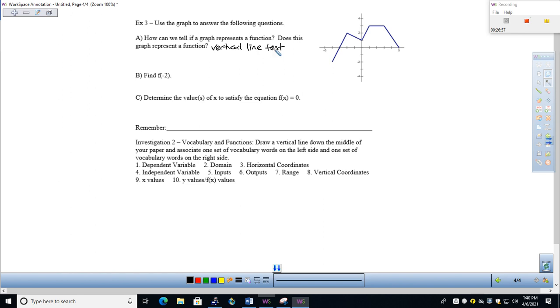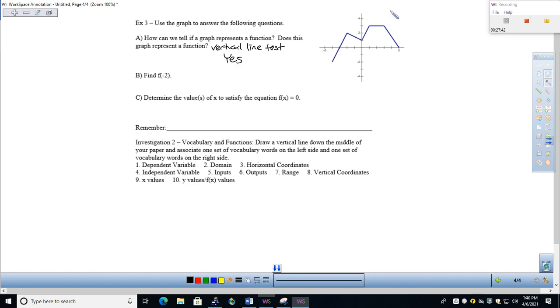So the vertical line test is essentially this. If you can draw a vertical line anywhere on the coordinate plane and it touches more than 1 point, then it is not a function. Okay, so I'll repeat that one more time. If you can draw a vertical line anywhere on the coordinate plane and it touches the graph at more than 1 point, then it is not a function. So in this particular case, does this graph represent a function? I would absolutely positively say yes, it does.